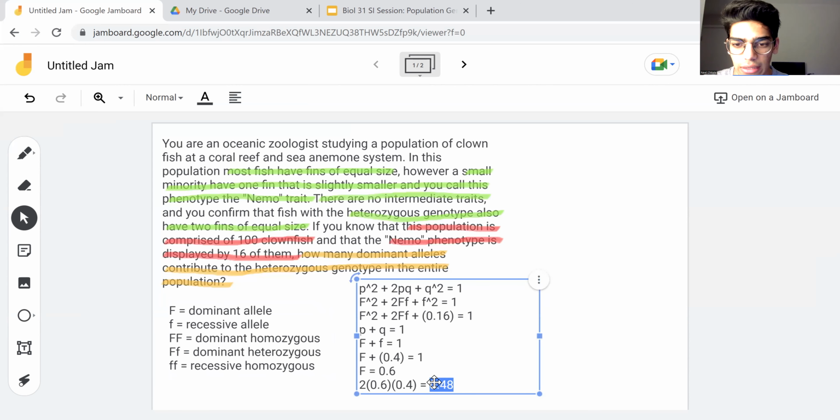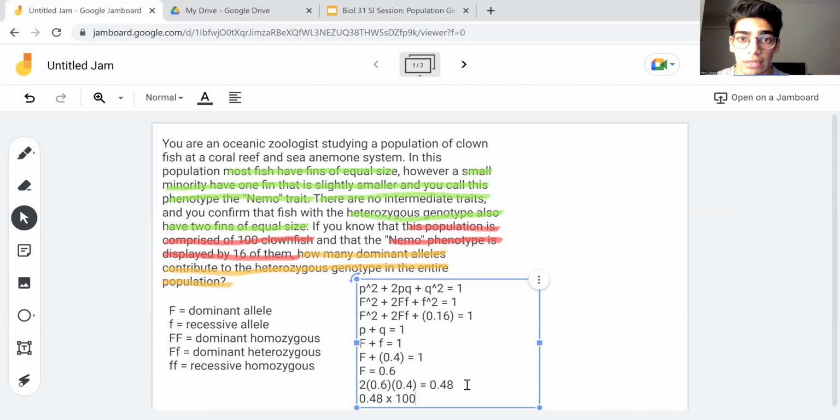So that being the case, I would multiply 0.48 times 100 because there are 100 individuals in the population, right? And that equals 48 individuals with the heterozygous genotype.